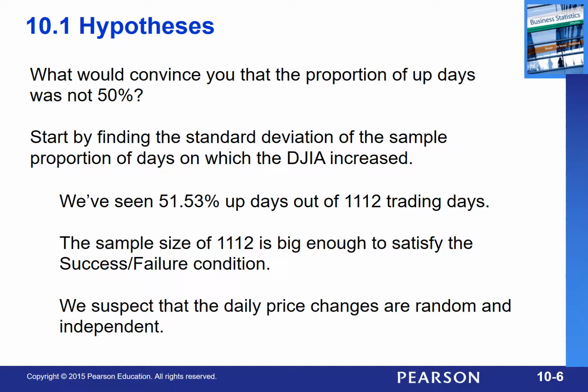So what we've seen so far is looking at our sample, about 51.53% of the days are increasing. The sample size is 1,112, which is big enough to satisfy the success failure condition. I hope you see where I'm going with this. And we suspect that the daily price changes are random and therefore independent, aka anyone who tells you that they can model the stock market is probably a crazy liar.